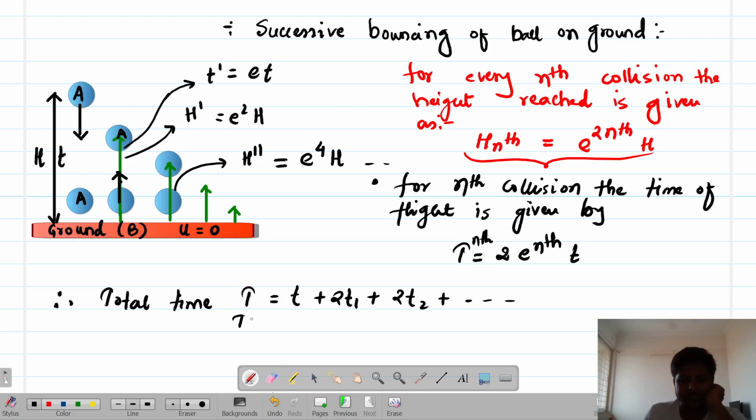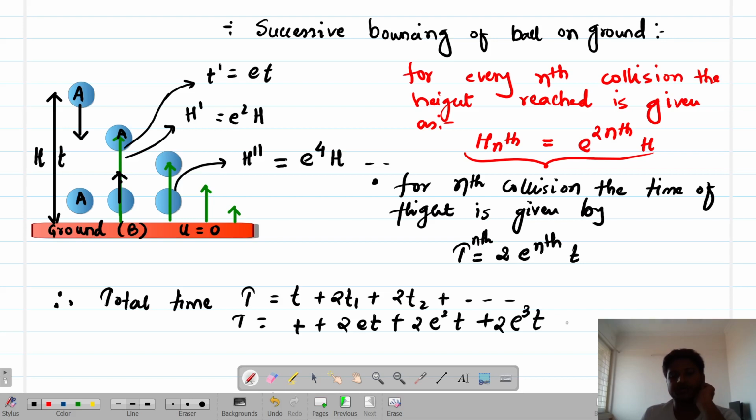So that is why it is written as t. Twice of t1 means twice of et1. Et1 is et, plus twice of this will become, this is second, so e square t. Are you able to get me or not? Third collision, twice of e cube t. Are you able to get me or not? And so, is that clear?